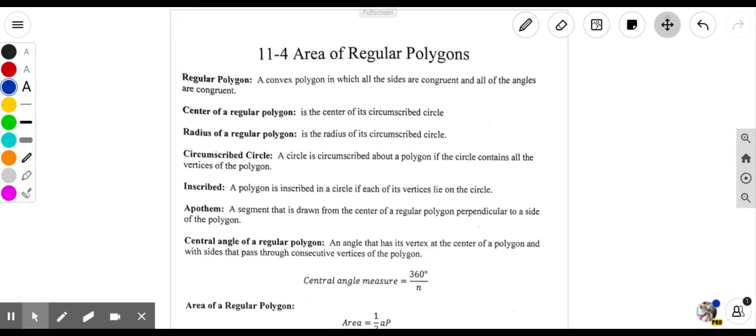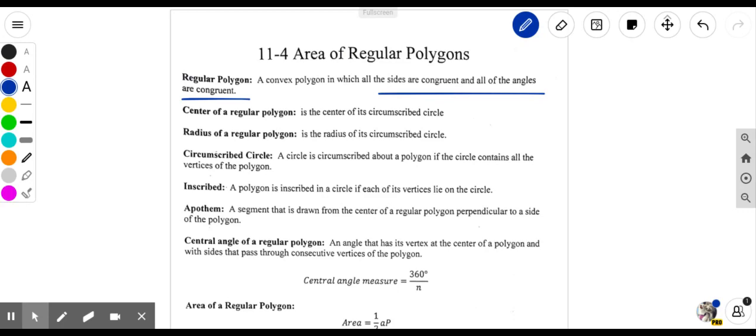Okay, so first let's define what a regular polygon is. A regular polygon is a polygon where all of the sides and angles are congruent. So like an equilateral triangle, for example, would be considered a regular polygon because all the angles are the same, all the sides are the same. A square is a regular polygon. All the sides are the same, all the angles are the same.